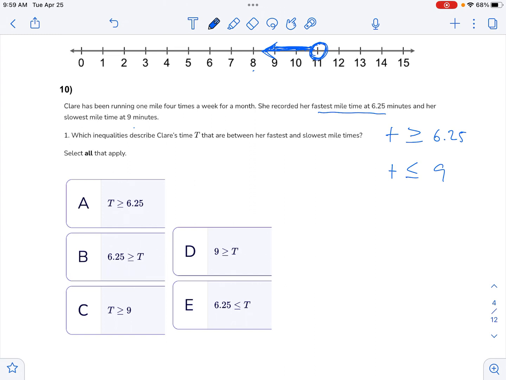Now I'm going to look over here and see which ones match that. Oh, I made this one. That one's true. Let's see. T is, okay, this is saying T is greater than 9. I just said it's less than 9, so it can't be that one. 6.25 is greater than T. 6.25 is greater than the time. No, that's not true. The time needs to be greater than that. Totally true.